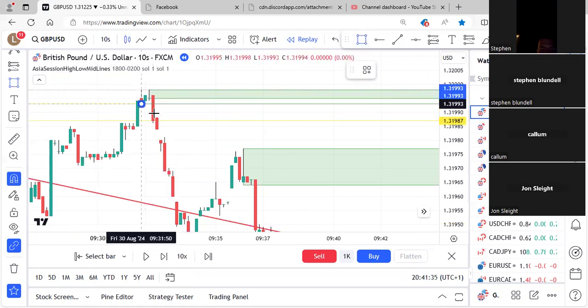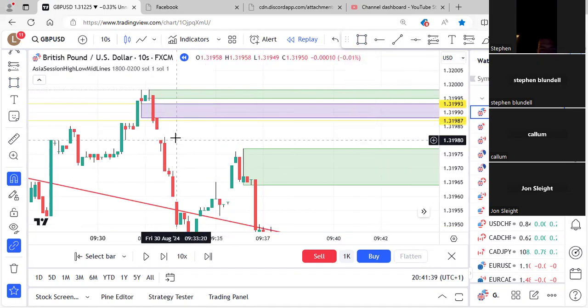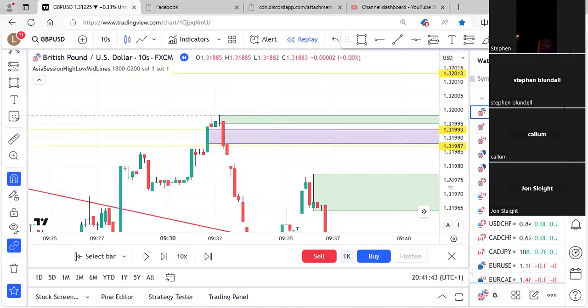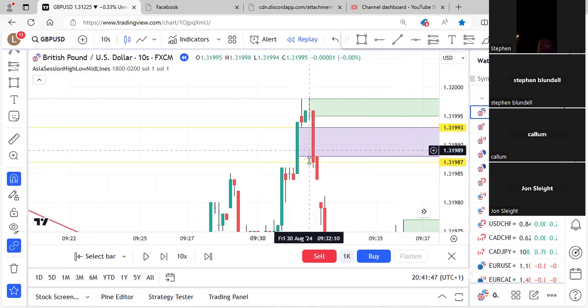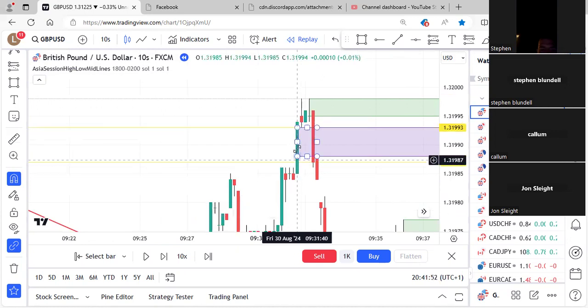So BPR there. Yeah. If you don't know what BPR is, just give us a shout. But it's basically two imbalanced candles that overlap, two real imbalanced candles.